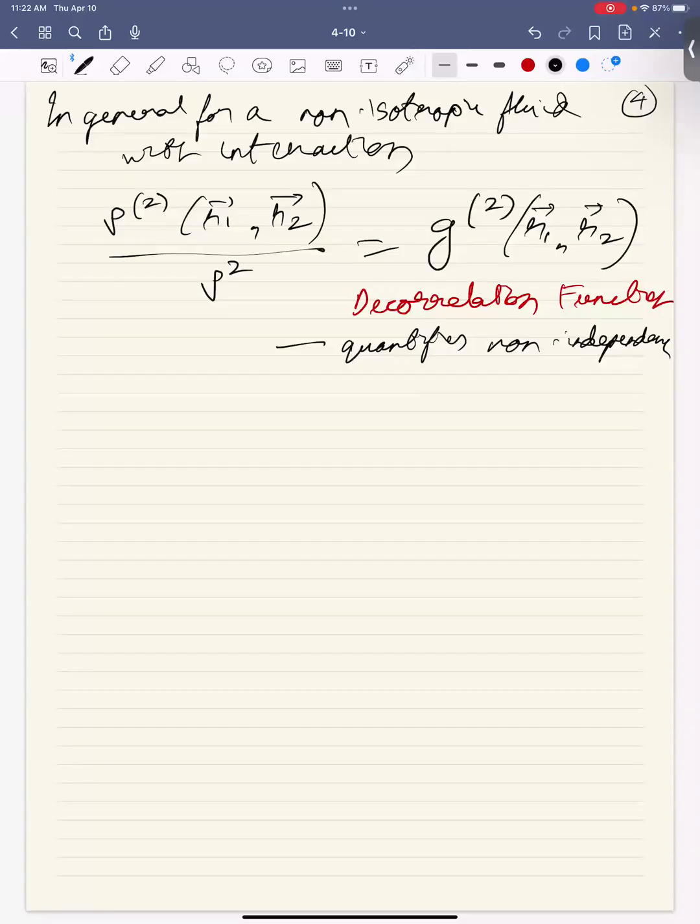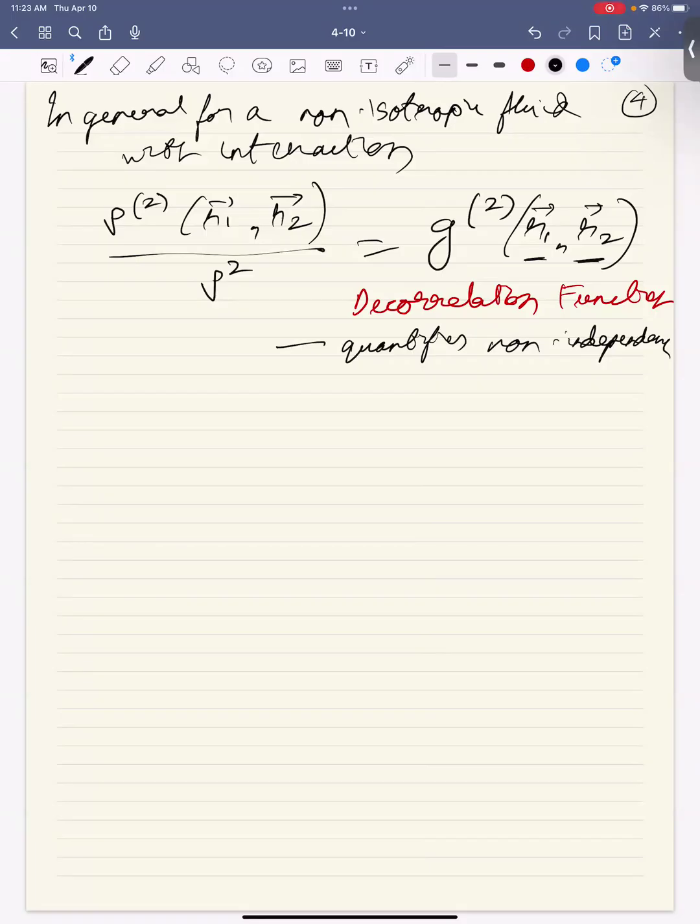So this is our decorrelation function. This is very generic. If this is equal to 1, you have an ideal system. But in general, this is complex. It is a function of 2 vectors, so it is a function of 6 variables: 3 components of R1, 3 components of R2.